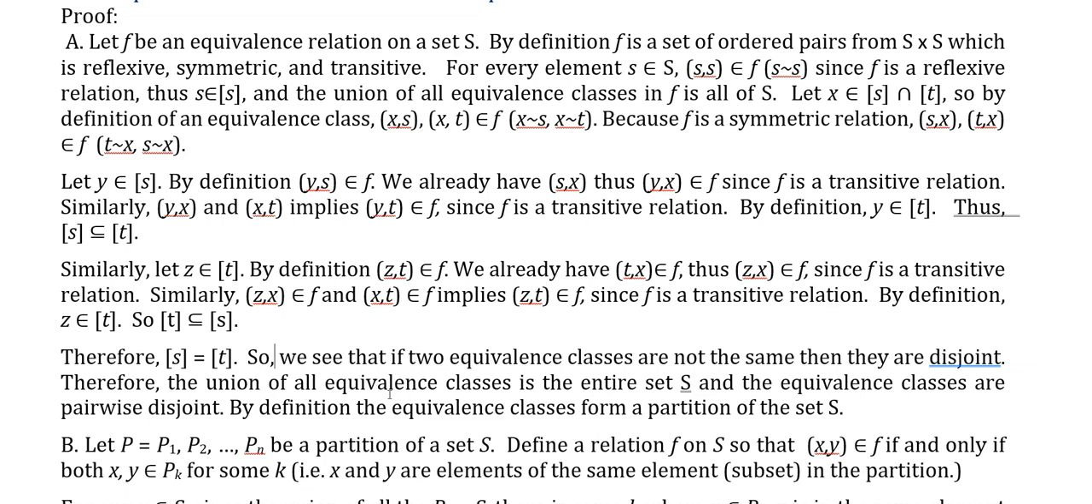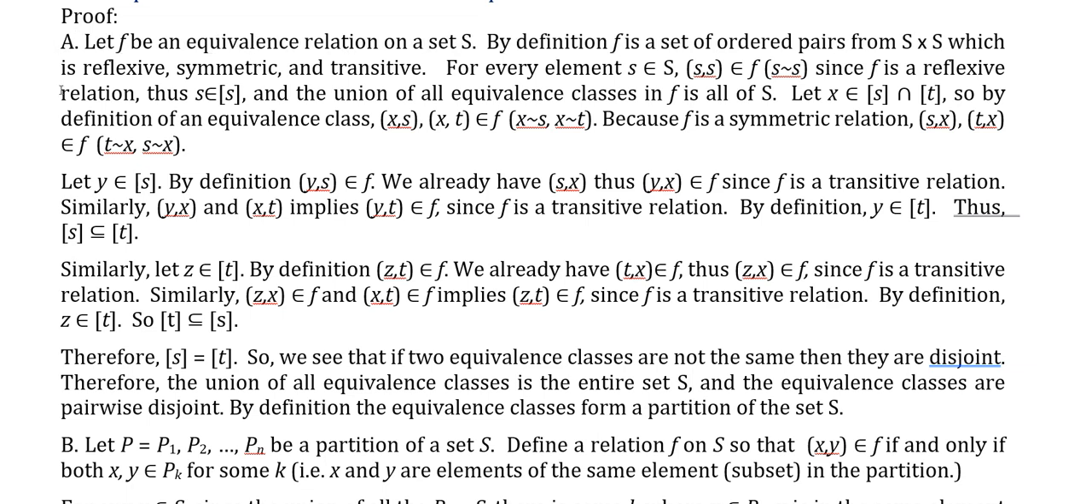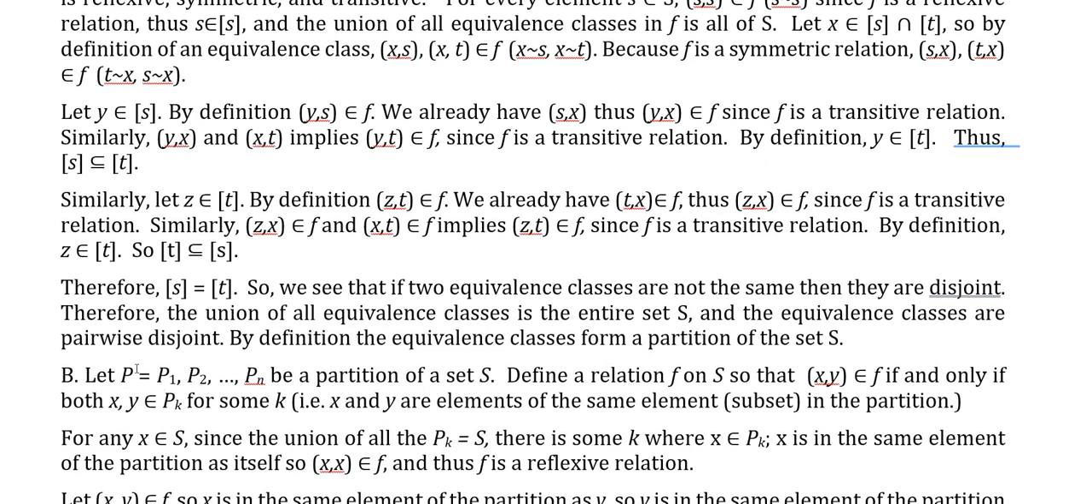Therefore, the union of all equivalence classes is the entire set S, and the equivalence classes are pairwise disjoint. So that's the definition of a partition. So by definition, the equivalence classes form a partition of the set. Okay, that's part A proved. Now let's prove part B. Let's start with the partition, which is this set of subsets.